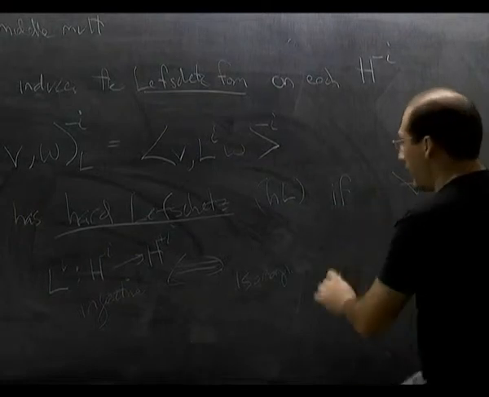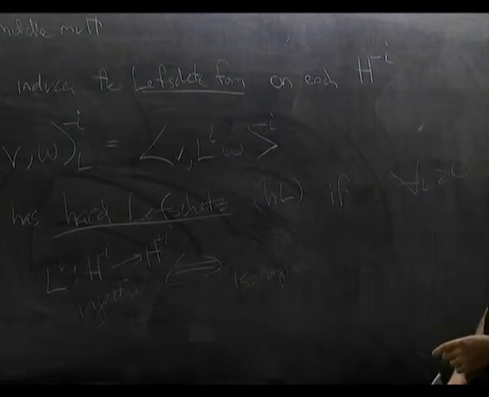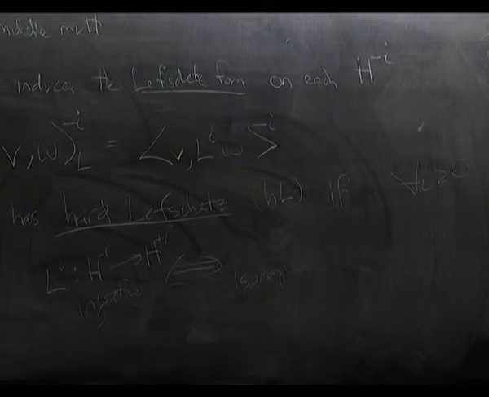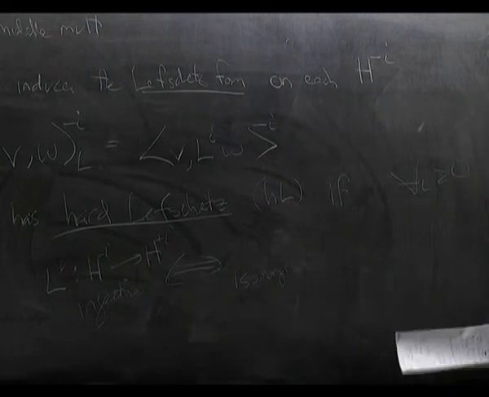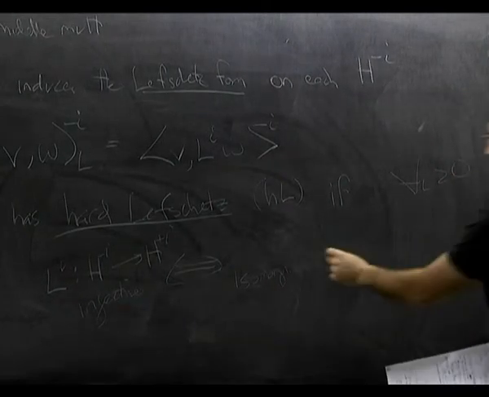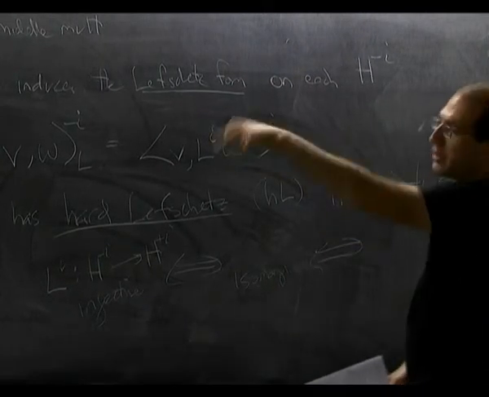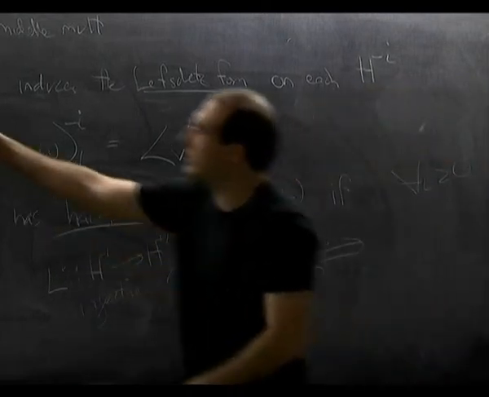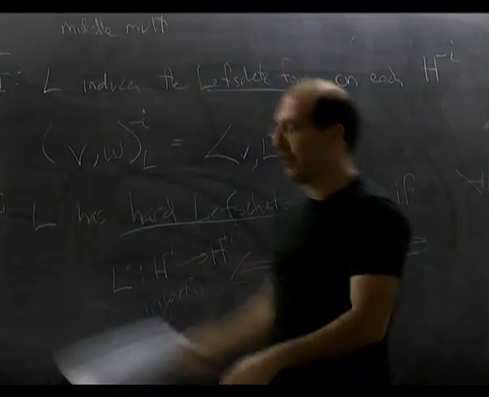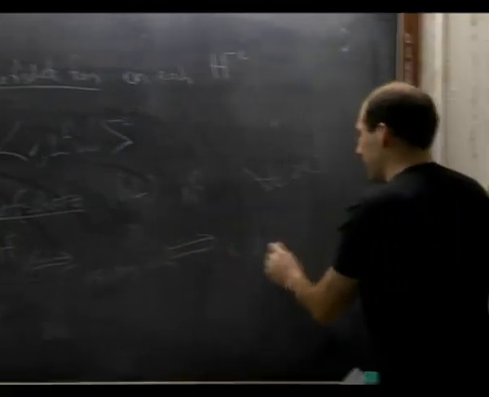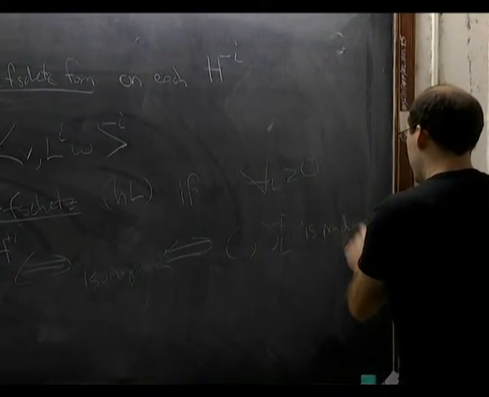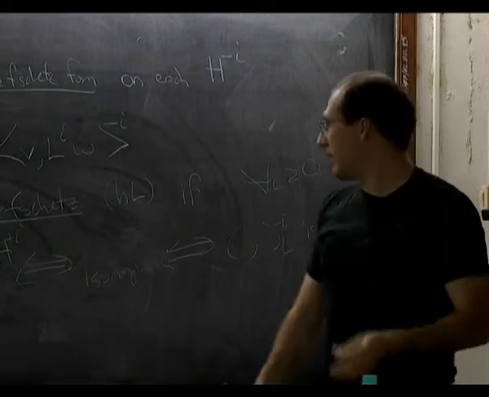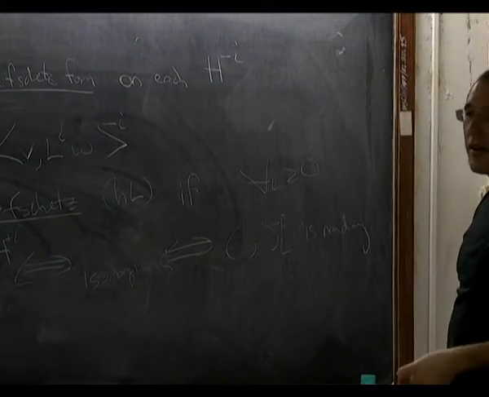And the spaces are finite dimensional. So it's an isomorphism. And the third thing is that because this form is a non-degenerate pairing from here to here, therefore the Lefschetz form is non-degenerate. These three things are if and only if, fairly clearly.